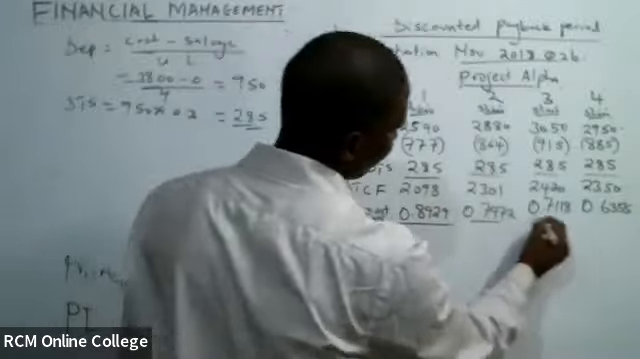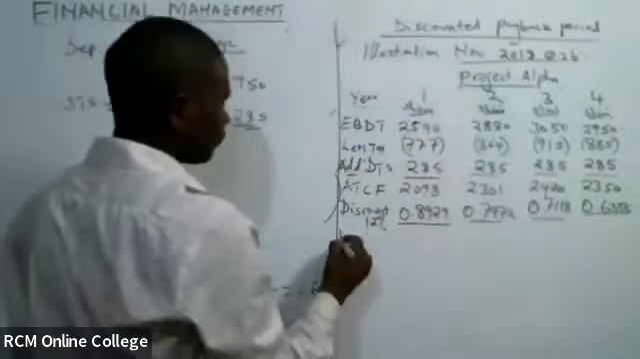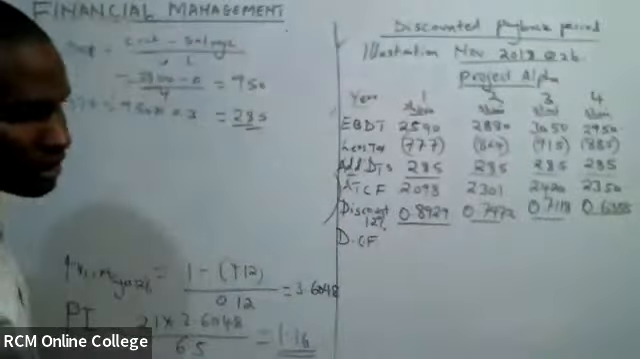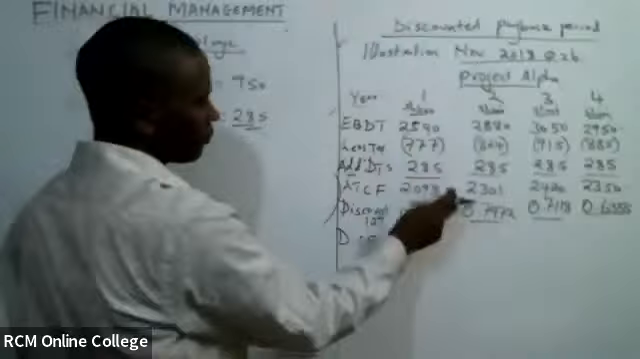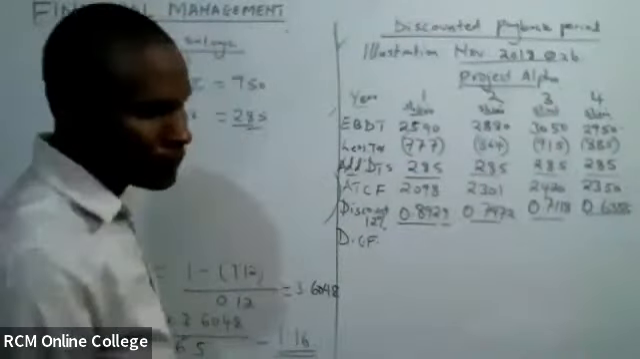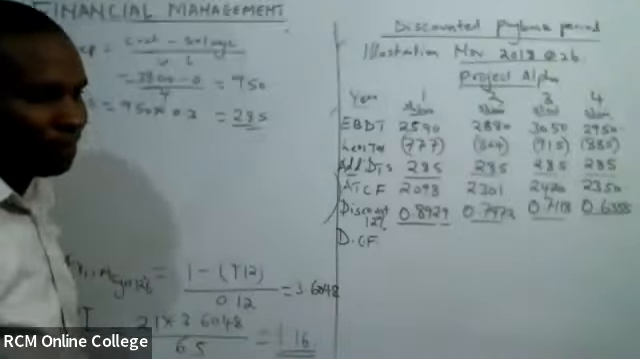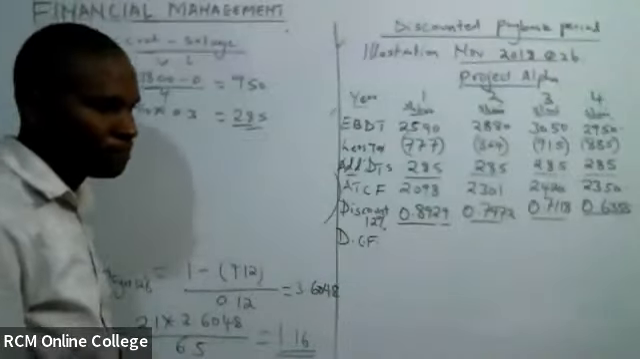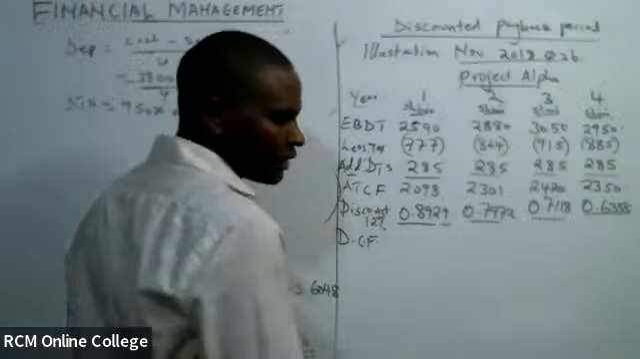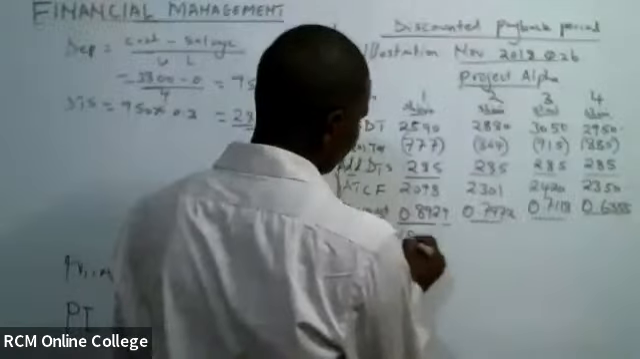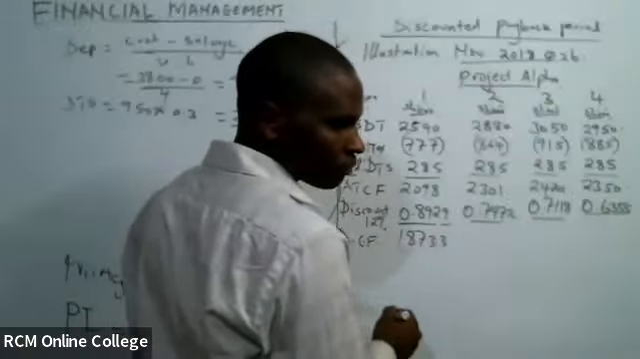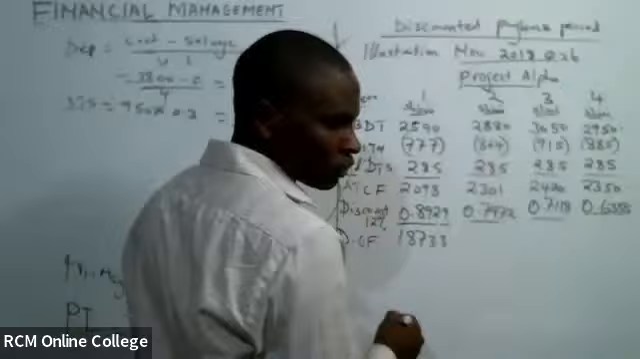So now we can get the discounted cash flow. That is what we want. Discounted cash flow for the first year, just multiply like that. To 1 decimal place, 1873.3. Okay, 1 decimal point. Next one.